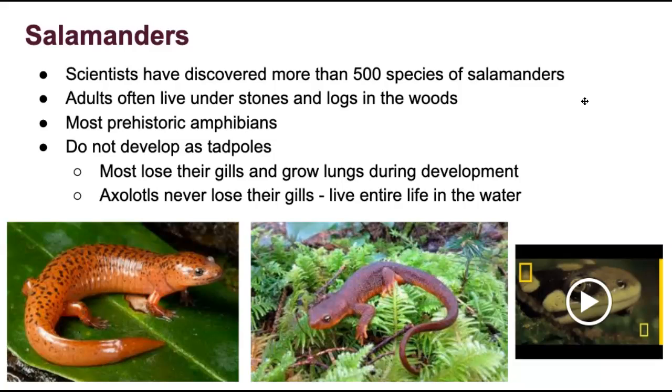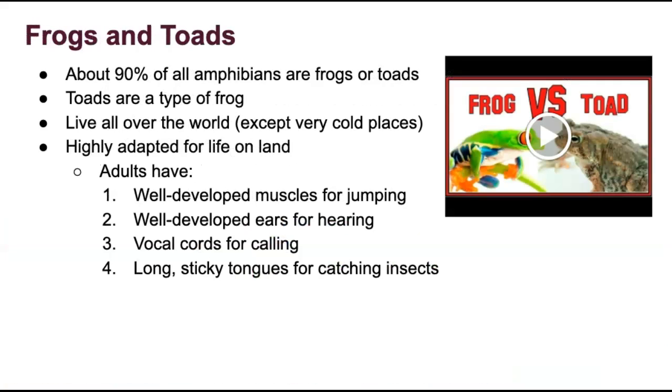Salamanders, the second group of amphibians. Scientists have discovered more than 500 species of these guys. Adults oftentimes live under stones or logs in the woods. They are considered to be among the oldest amphibians. They don't develop as tadpoles. They actually go through a process more like incomplete metamorphosis. Most of them are going to lose their gills and grow lungs during development. There are a few, though, that never lose their gills, like the axolotls. They're going to live in water their entire life. And so I have a video here that I will again post on my website that shows a little bit more about these salamanders.